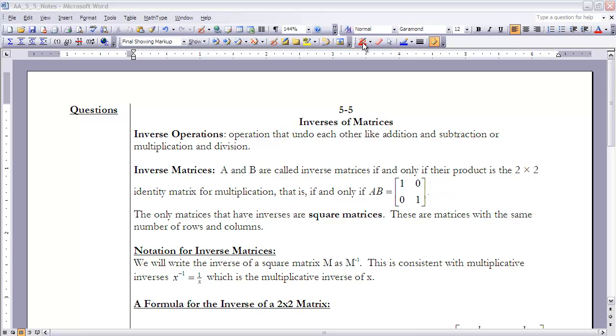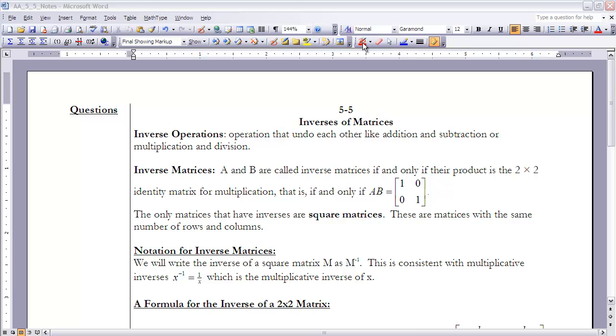The idea of an inverse operation is something that you've worked with quite a bit throughout most of the time that you've been in math. Inverse operations are operations that undo each other. So addition and subtraction, multiplication and division, squaring, taking the square root. All of these operations undo each other. When that happens, we say they are inverse operations.